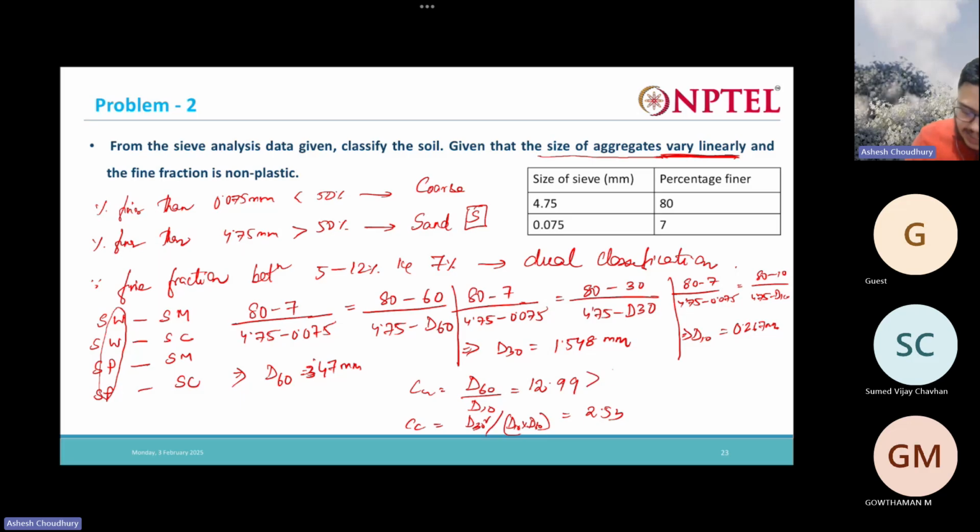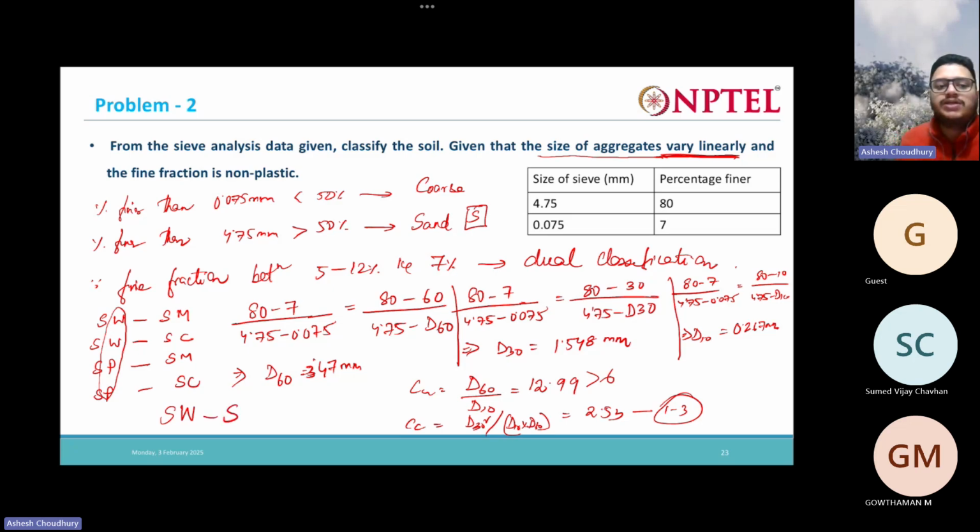So CU is greater than 6 and CC is between 1 and 3. So definitely the soil is well graded, right? So W also we decided. The soil is well graded, so the first half is decided. It's definitely SW.